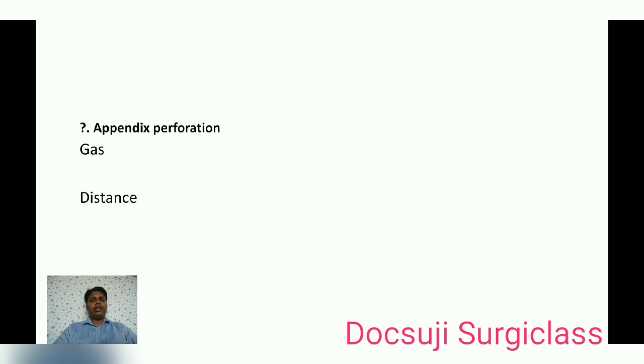As you all know, the appendix is also a hollow viscus, but there is no air under the diaphragm. What is the cause? Even in appendicular perforation, you don't get much air under the diaphragm. The reason is very simple.